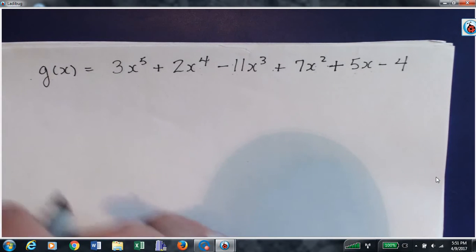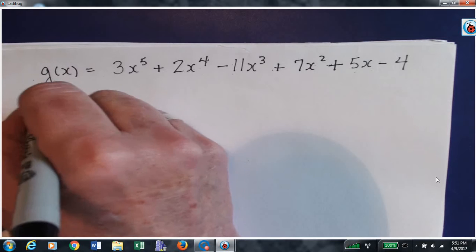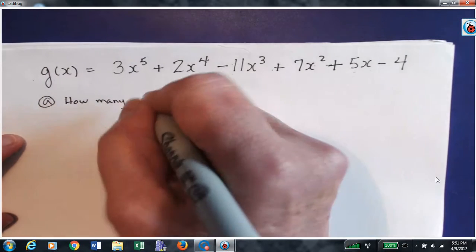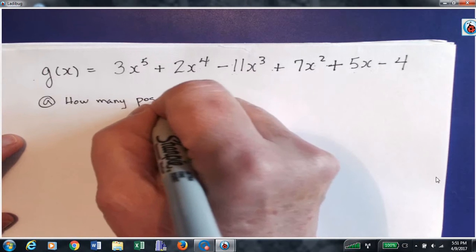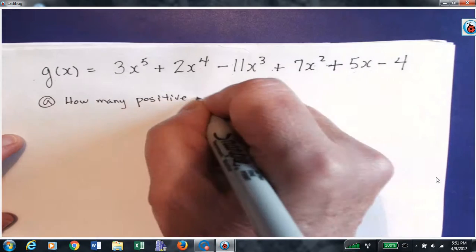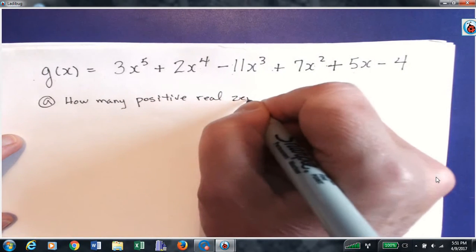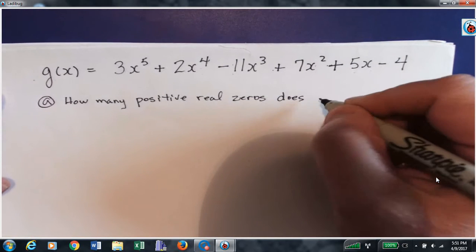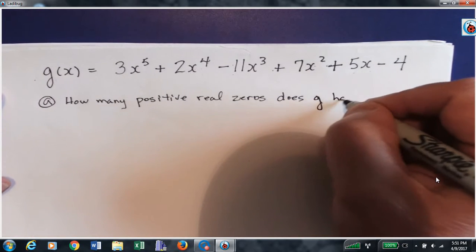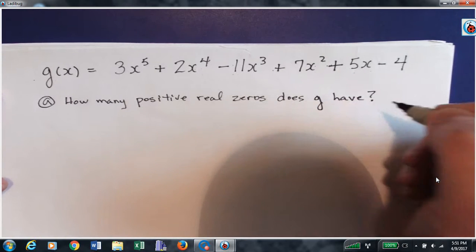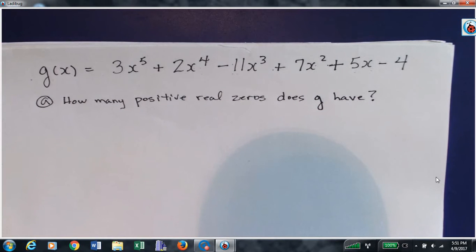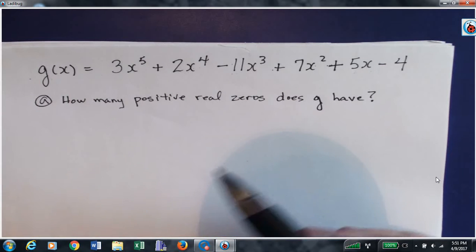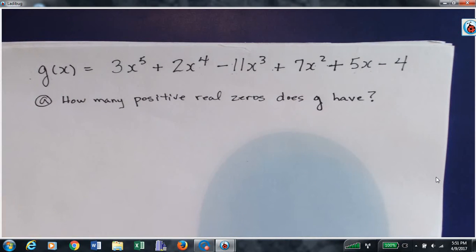Okay, again, let's look at part A. How many positive real zeros does this polynomial, and this polynomial is called g, does this polynomial function g have? And let's use Descartes' rule of signs. So I'm going to go from left to right, and I'm going to count up the number of changes, or as they like to say, variations in the sign.